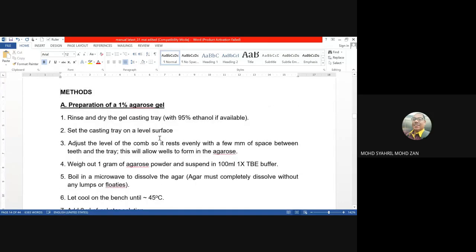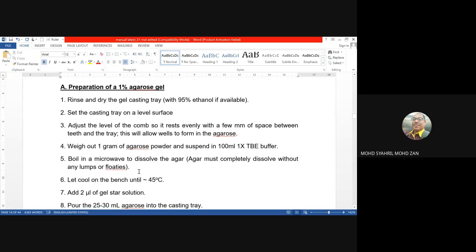So how do you prepare 1%? First, you have to weigh 1 gram of agarose powder. So you have the agarose powder, and you must mix it with what? 100 ml of 1 times TBE buffer. Now you have to boil it in a microwave to dissolve the agar.